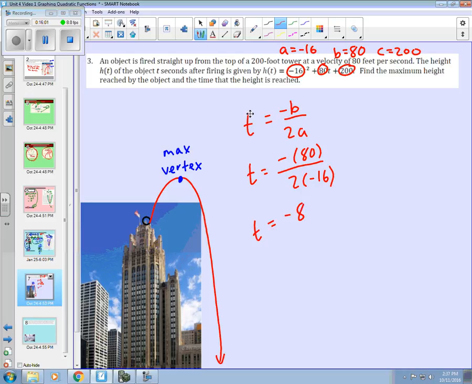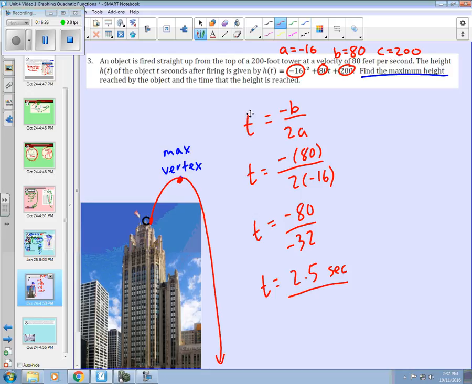That'd be negative 80. If we multiply the bottom, that's negative 32. And if we divide that, we're going to get 2.5. 2.5 seconds. It takes 2.5 seconds for this thing, after being launched, to get to this point. But we haven't answered the question yet. That question said, find that maximum height. What is the height it gets to?